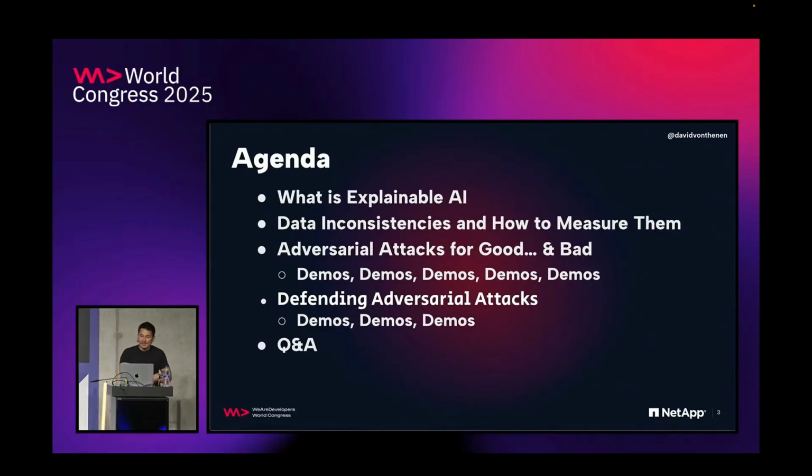So for the agenda today, we're going to talk about first what is explainable AI, because that's kind of at the heart of all this. And then we're going to talk about data inconsistencies and, more importantly, how to measure them. And then we're going to talk about adversarial attacks for good and then also for bad. And then demos, a lot of demos. And then we'll kind of end with how to defend against these adversarial attacks with more demos.